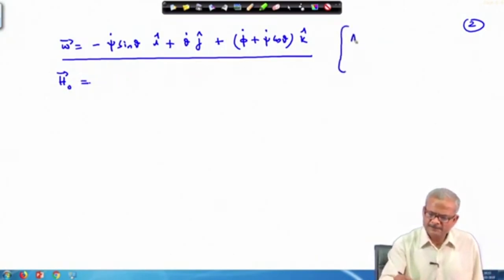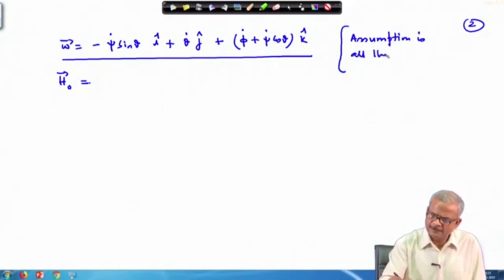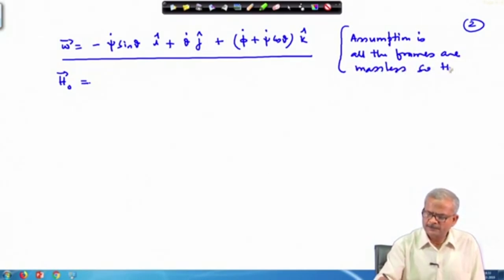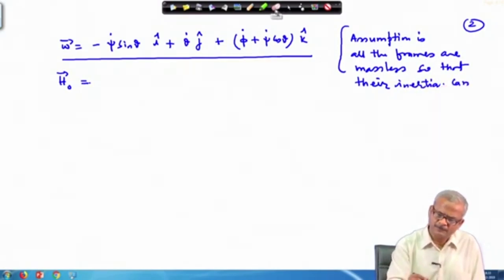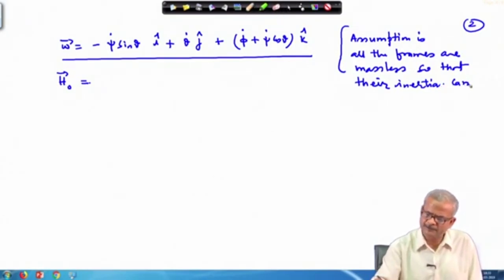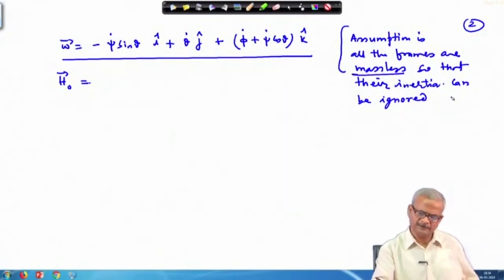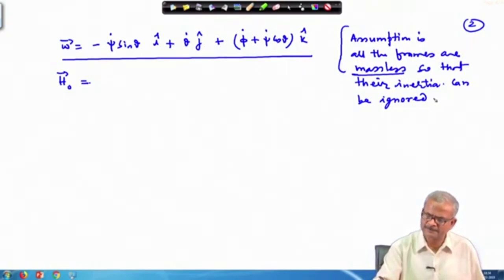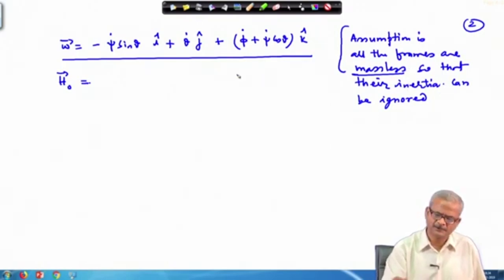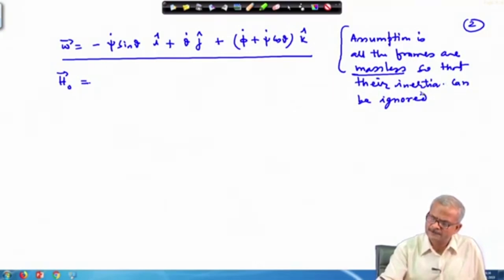And here our assumption is all the frames are massless, so that their inertias can be ignored. Here inertia implies moment of inertia. Their moment of inertia can be ignored or is 0. If it is massless, it is just an ideal case which is never possible in reality. We will take care of that once the system has certain mass, all the frames having certain mass. In that case the system equation will change. So, their inertia can be ignored.